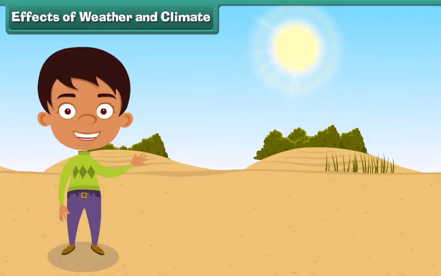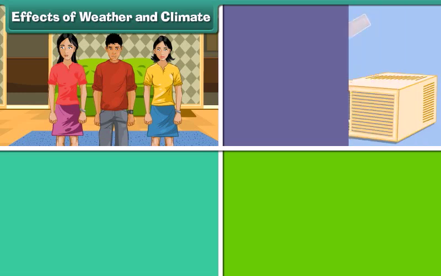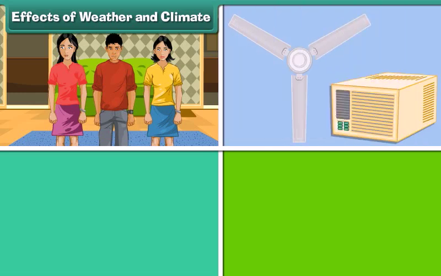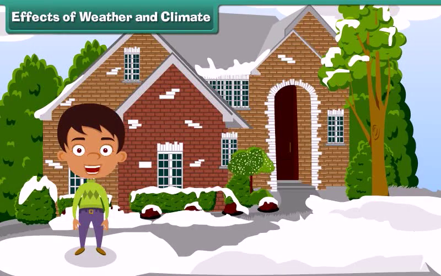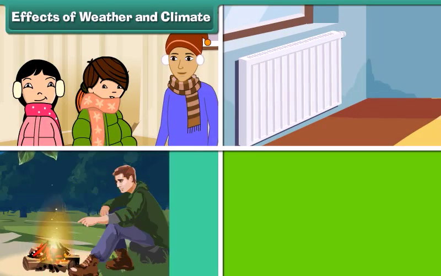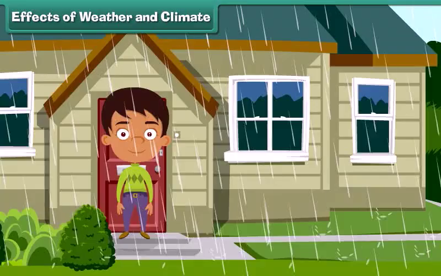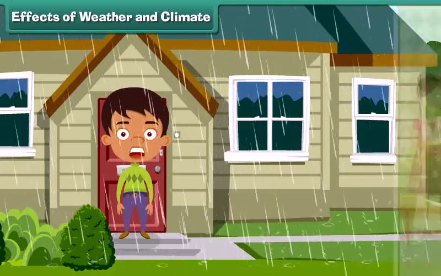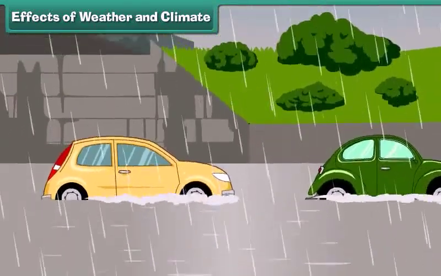Effects of weather and climate. Weather and climate affect our lives in many ways. During hot days, we try to keep ourselves cool by wearing light clothes, using fans, coolers and ACs, drinking cold drinks and eating ice creams. In winters, we keep ourselves warm by wearing warm clothes, using room heaters, building bonfires and drinking hot drinks like tea and coffee. During rainy days, we avoid rains by staying indoors, using umbrellas and raincoats. Excessive rainfall causes floods.